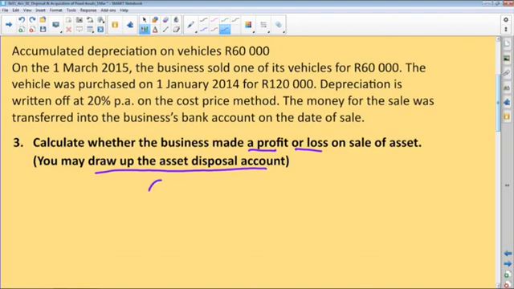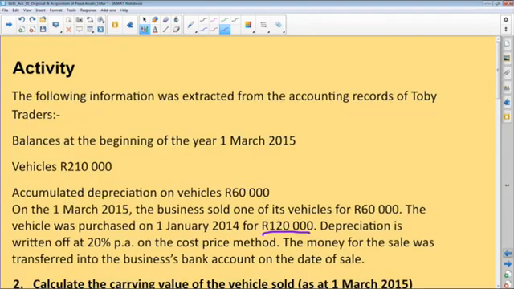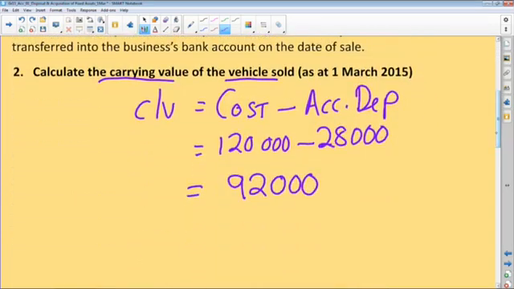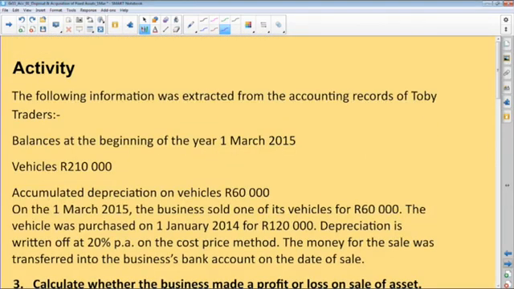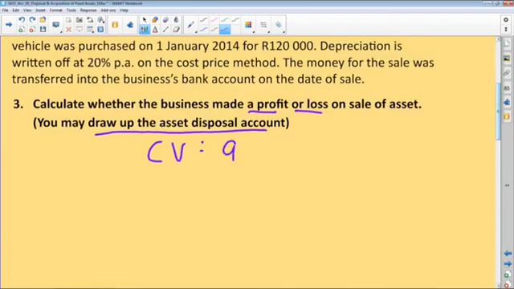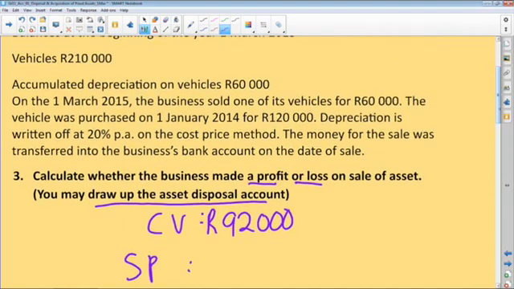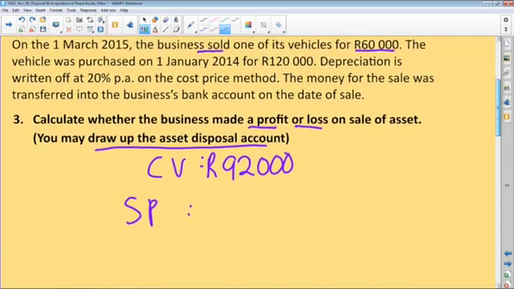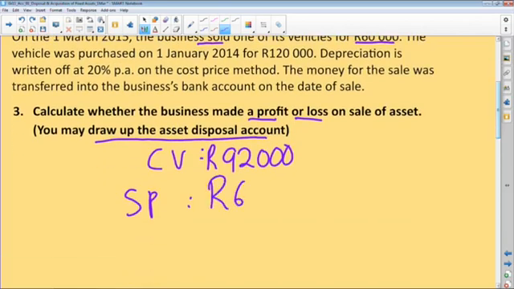So let's quickly look at the carrying value that we calculated in the previous question. So this vehicle is worth 92,000. So let's write that down. So the carrying value, the actual worth of the vehicle is 92,000. Let's put a rand sign in front. Right, the selling price. Let's now go to the selling price. What did we sell the vehicle at? So if we go back to our information, the business sold one of its vehicles for an amount of 60,000. Okay, so the selling price is 60,000.